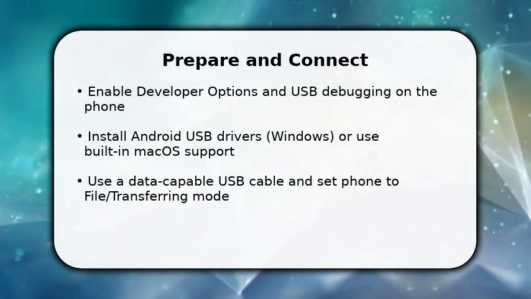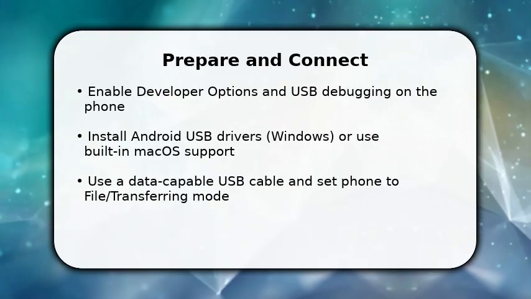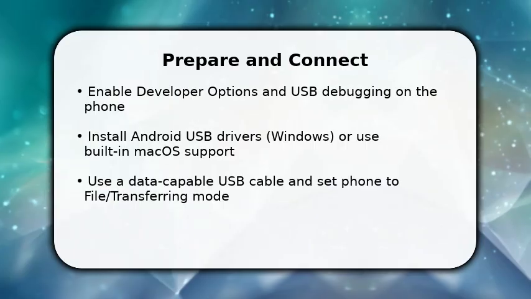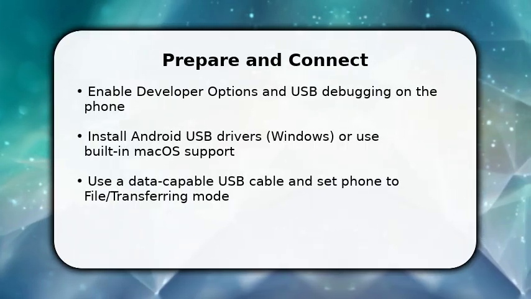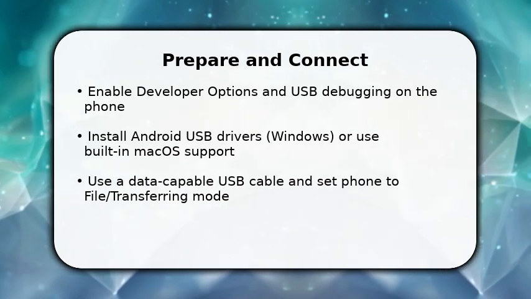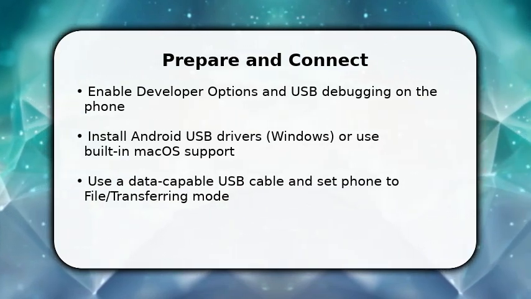Plug in a known good data USB cable, set the phone to file transfer, and accept the computer's RSA prompt on the phone. Once done, open a terminal and run adb devices to confirm the device ID shows up. That verifies the basic link.